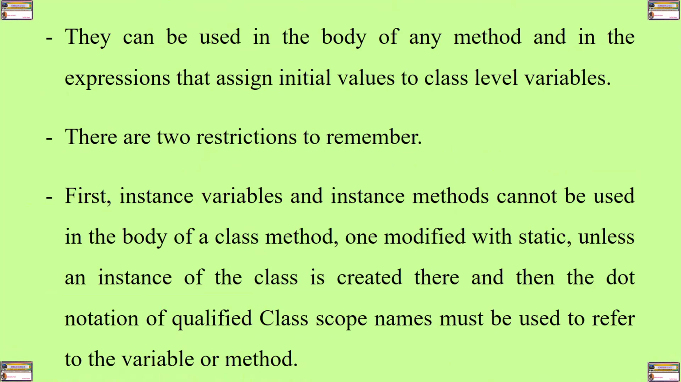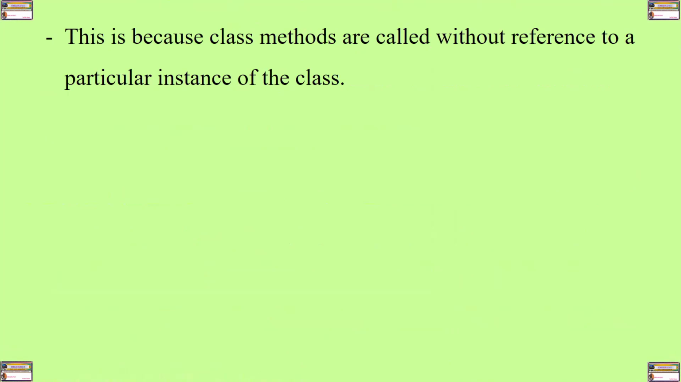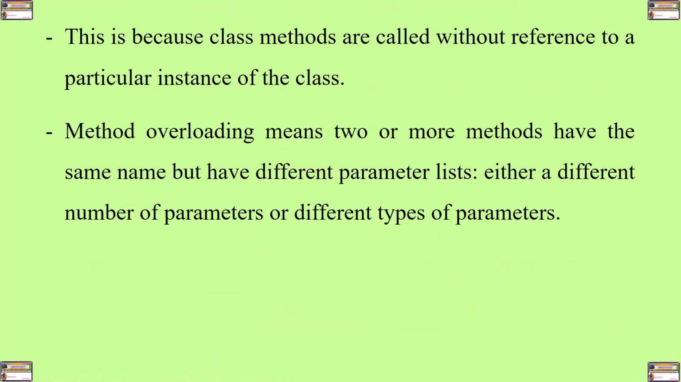Number one is that instance variables and instance methods cannot be used in the body of a class method, one modified with static, unless an instance of the class is created there and then. The dot notation of qualified class scope names must be used to refer to the variable or method. This is because the class methods are called without reference to a particular instance of the class.